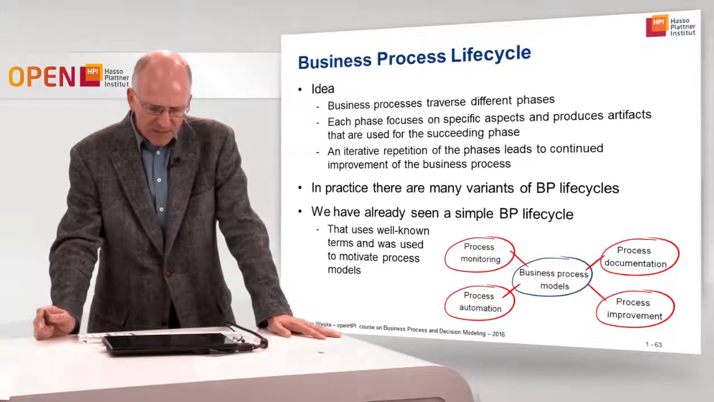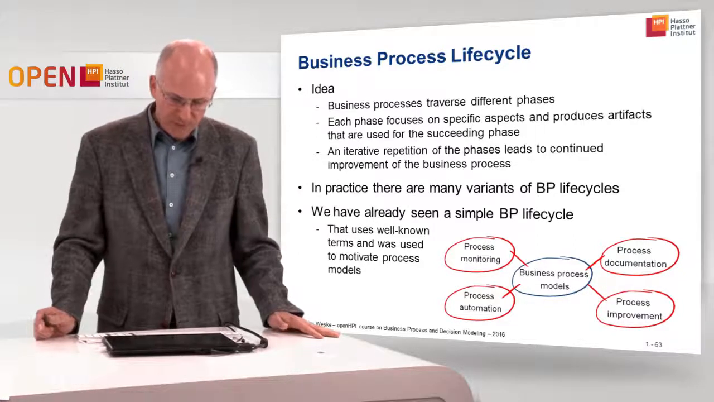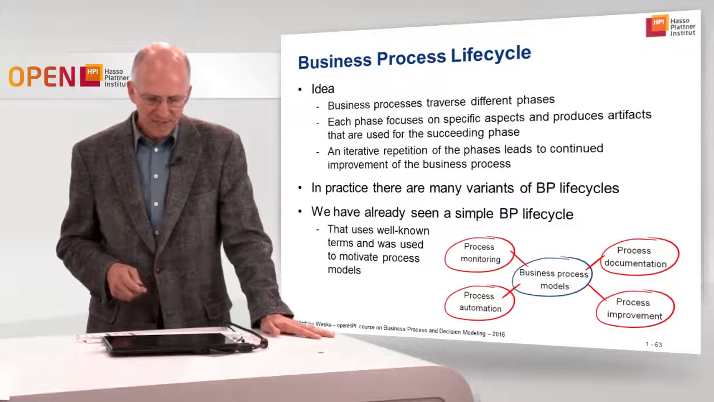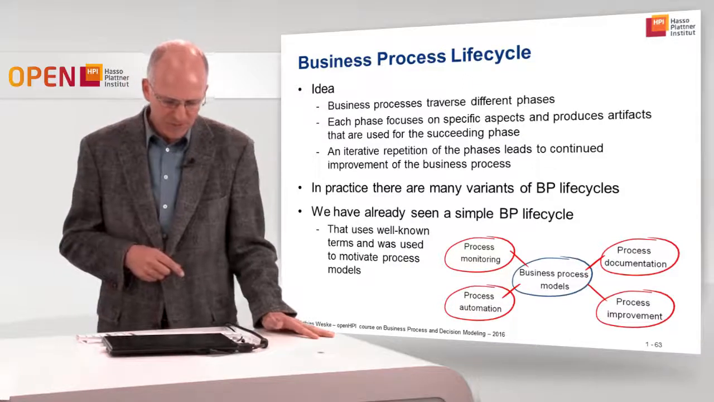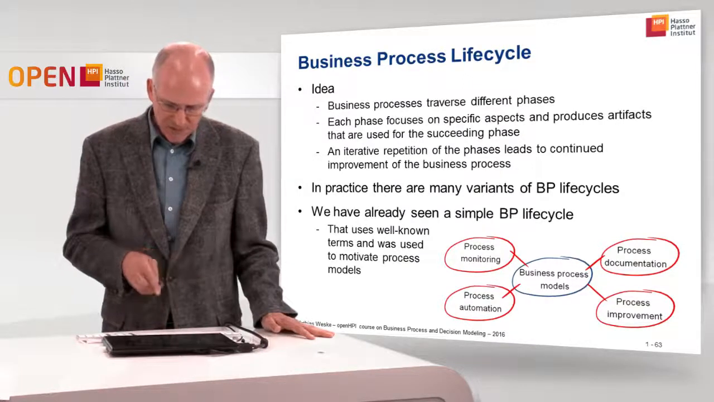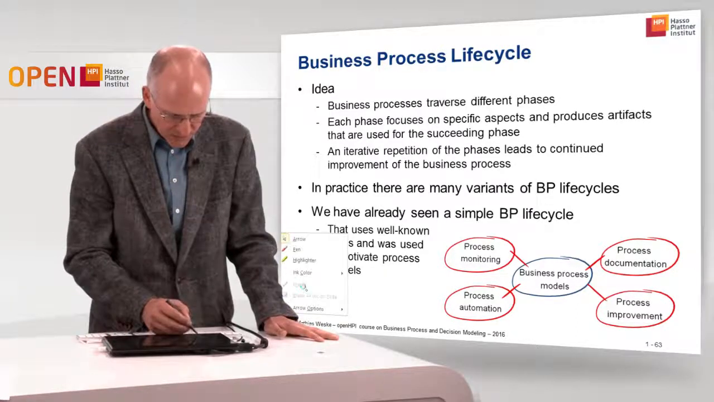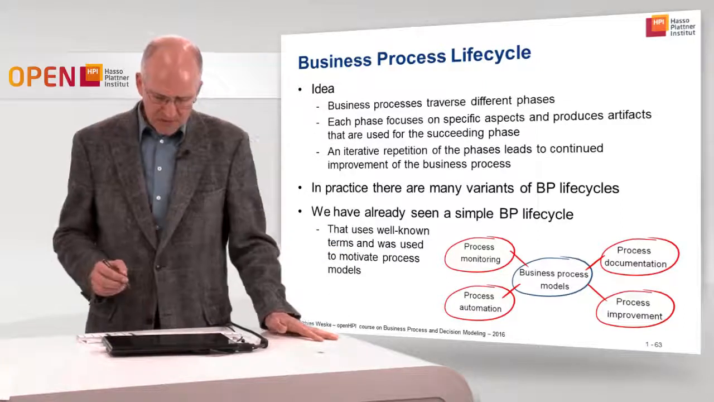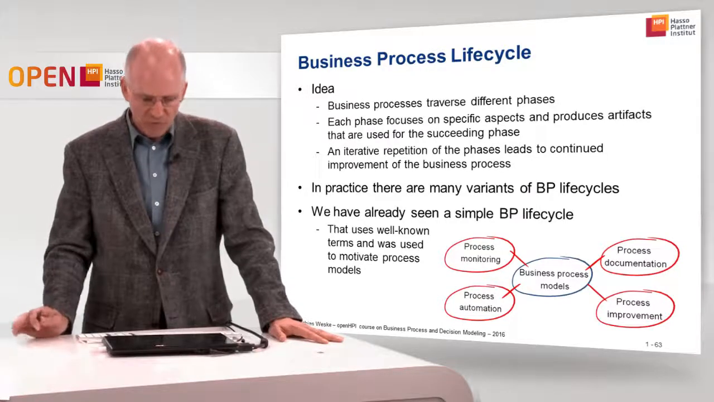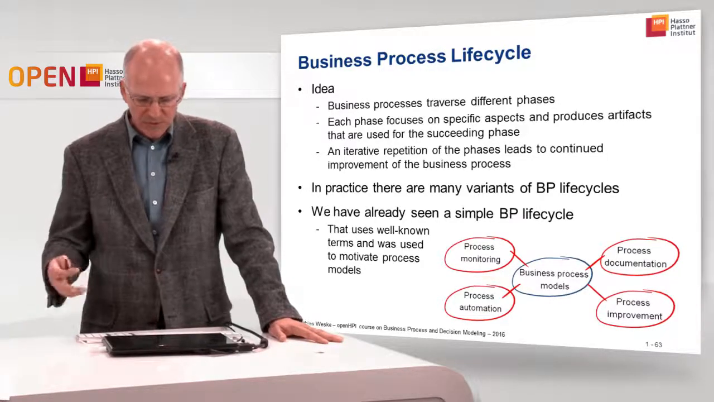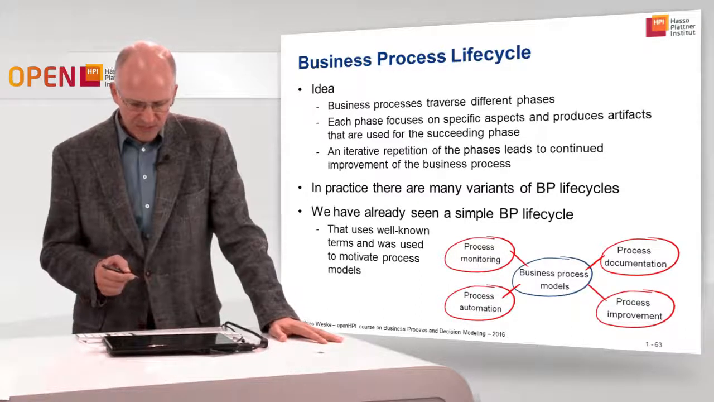In practice, there are many variants of the business process life cycle, and we've already seen one very simple business process life cycle, also already in the introduction of this course, but also later or earlier this week. And here we have presented that in the lower part of this figure, and I can use the pen to make a cycle out of it, because now we have just process documentation, process improvement, process automation, process monitoring as important relevant activities we encounter during process management projects.